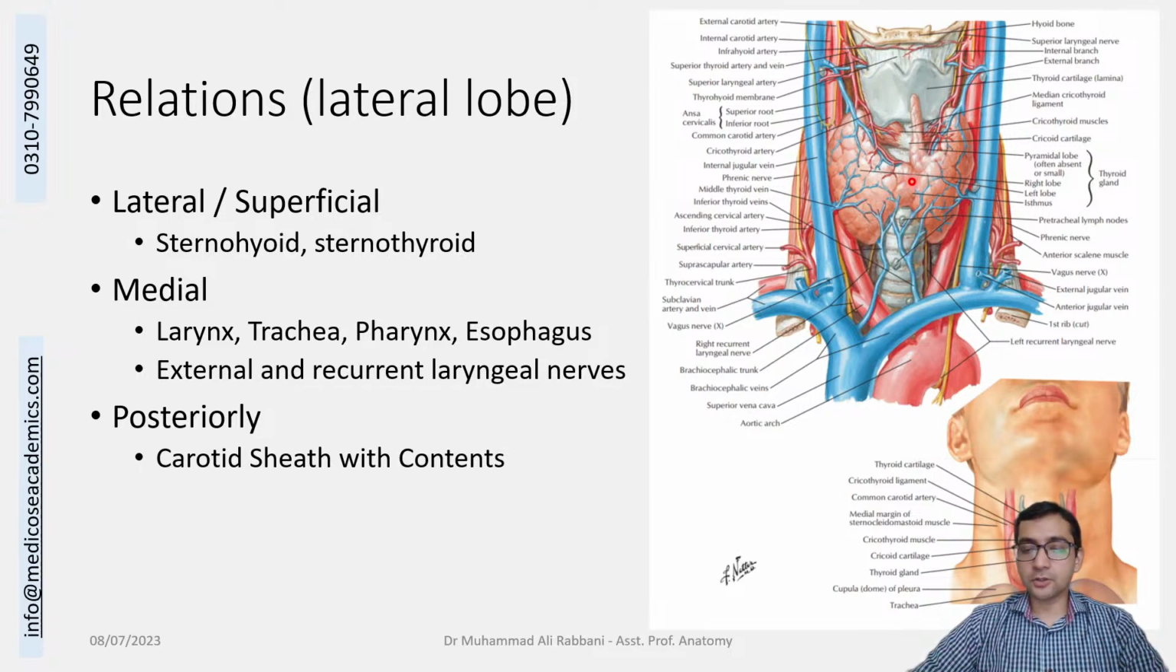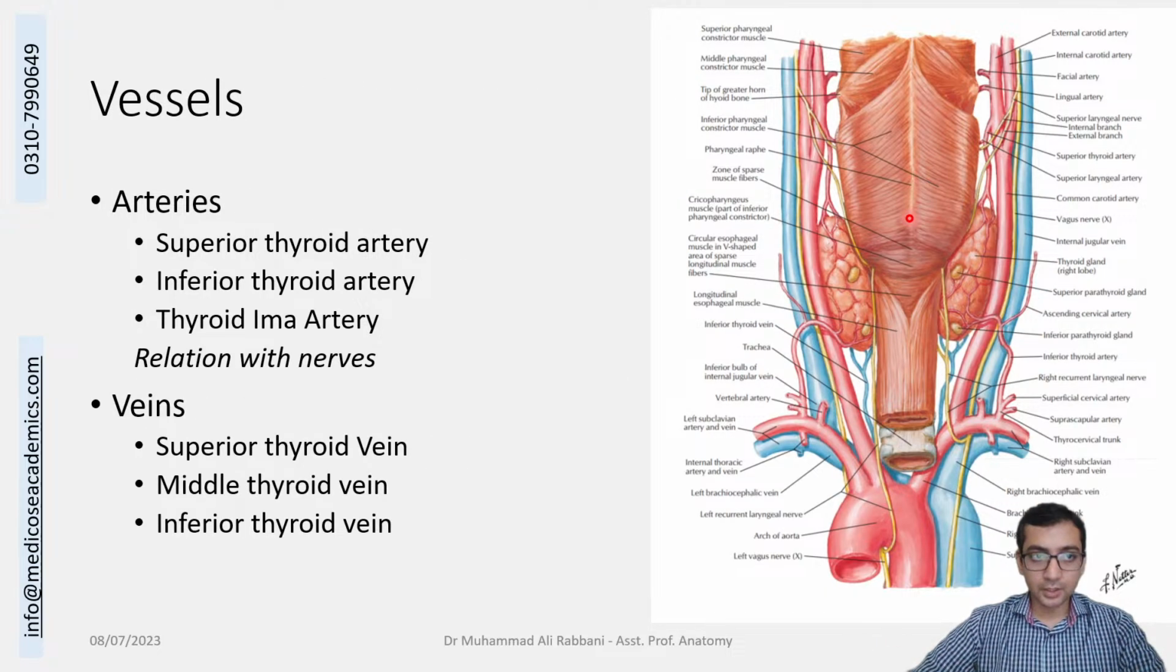The medial relation can also include the muscles covering the pharynx and larynx. That includes the inferior constrictor for the pharynx and cricothyroid for the larynx. So these are the structures related to the medial aspect of the thyroid gland. Posteriorly, you can see this is the common carotid artery, this is the internal jugular vein. So posteriorly, the thyroid gland is related to the carotid sheath and all its contents that we just discussed: the common carotid artery, internal jugular vein, vagus nerve, and deep cervical nodes.